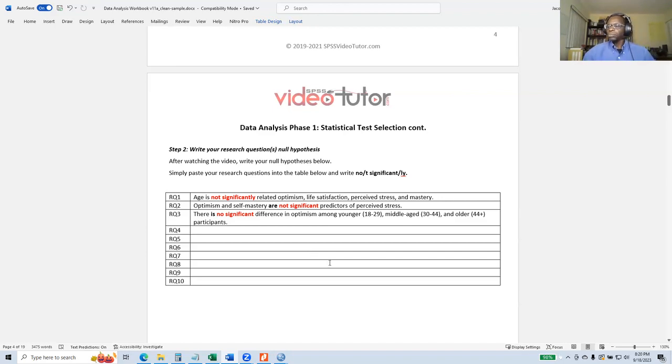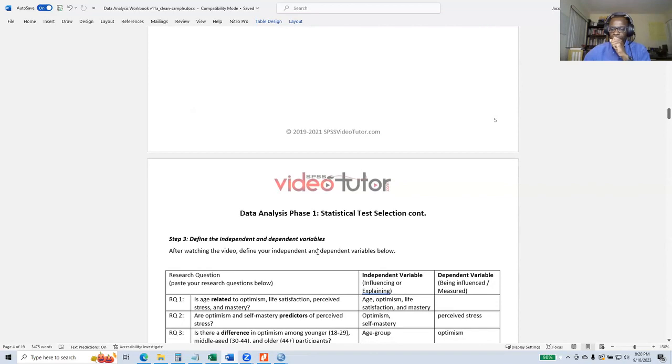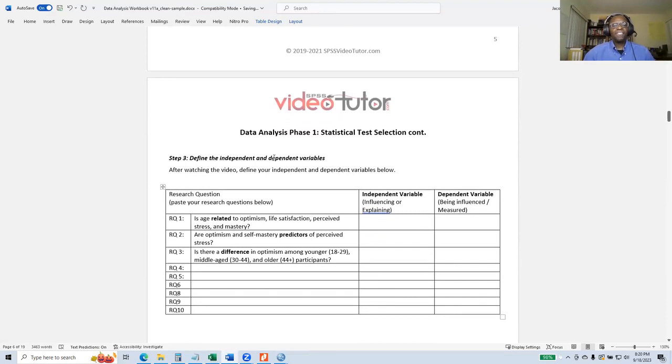So, all right, excellent. All right, so now we go to step 3. Step 3 says, define the independent and dependent variables.